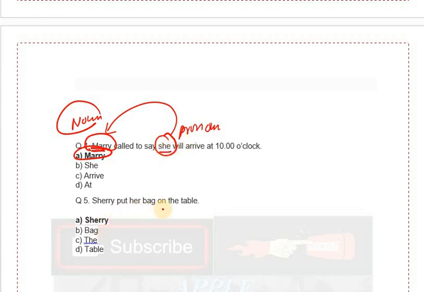Now, Sherry put her bag on the table. So here Sherry is the noun, clear? And her is the pronoun. This is the pronoun, used instead of Sherry, and Sherry is the noun, and this is called the antecedent.